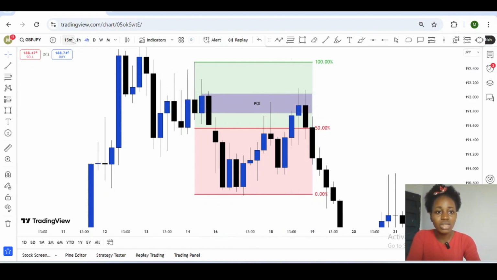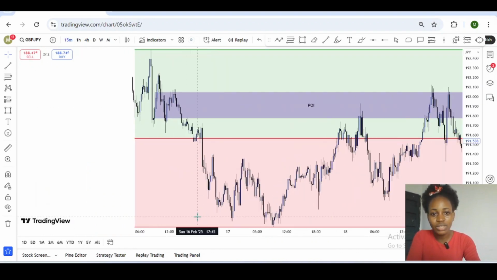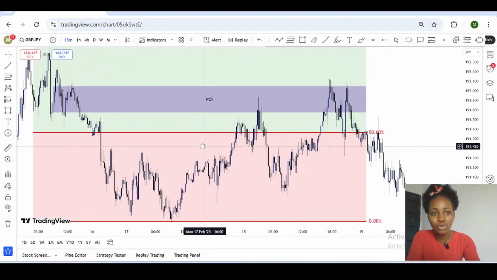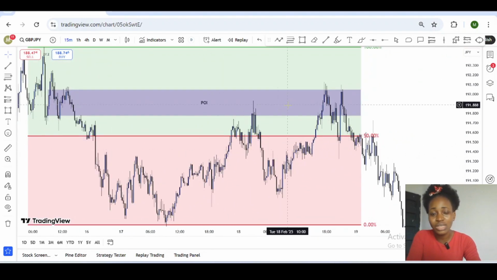Okay, now let me go down to the 15-minute time frame. So this is our point of interest that we spotted on the 4-hour time frame, right? What I want to see here is a shift in market structure.